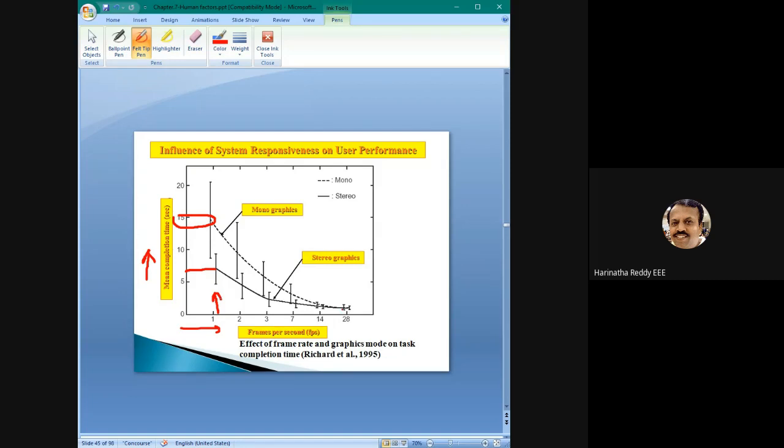But the same thing, if you take a high refresh rate, this is very high, almost 28 FPS for example, both monographics and stereo graphics are not getting changed. Their operation time or their task completion time is very, very low, and both are the same. Is it clear? Only at low refresh rates you observe that the task completion time is more for monographics and less for stereo graphics, when we consider refresh rate on the x-axis.